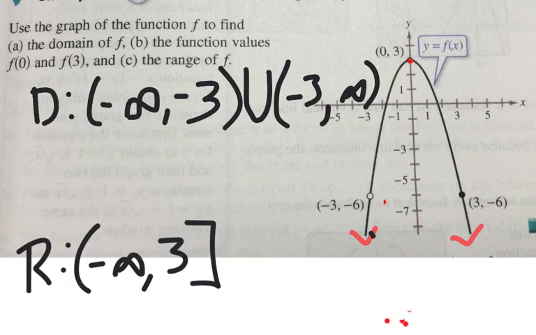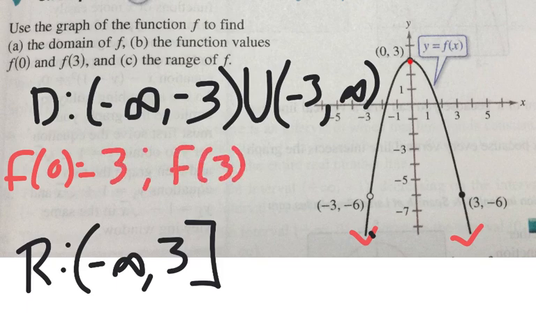And now two things. I've got to find the function evaluated at 0. So that means when my x is 0, what's my y value? 3. And then I need to find the function evaluated at 3. So when my x value is 3, my y value is negative 6.